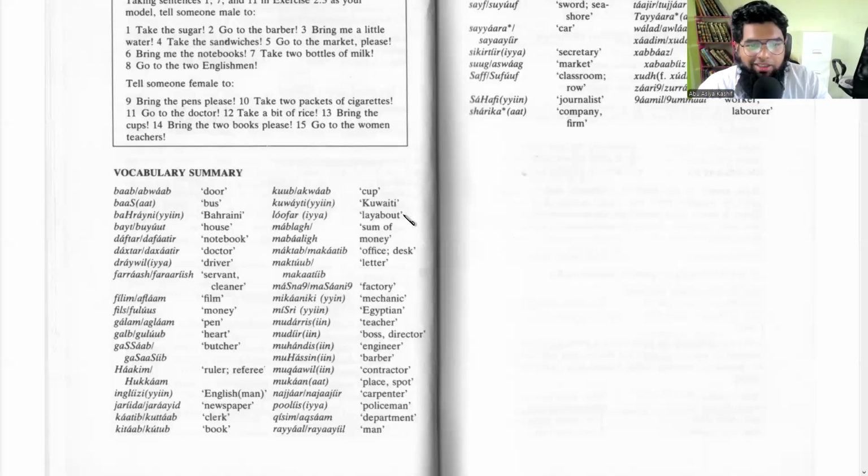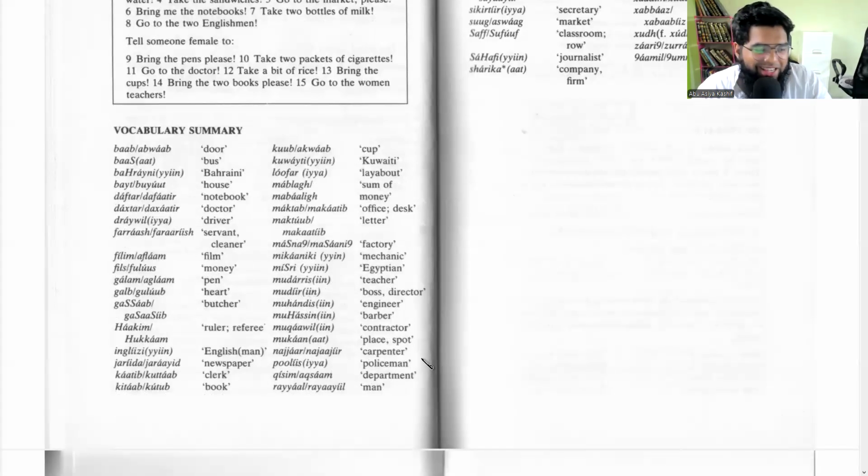Don't be a loafer, brother. Don't be a lazy fellow, layabouts. Mabaligh, a sum of money. Maktab, makatib, office, desk, letter. Masani', factory. Mechanics. Egyptians. Teachers. Directors, bosses. Engineers. Contractor. Places. Najjar, carpenter.